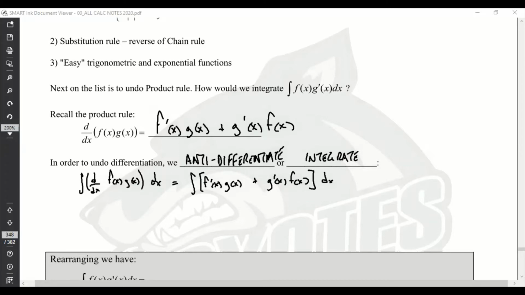On the left side, we have the integral of the differentiation of f of x g of x, so the left side is just f of x g of x. The right side, we can break apart into two integrals: the integral of f prime x g of x plus the integral of g prime x f of x. Each of these, of course, with our dx term.